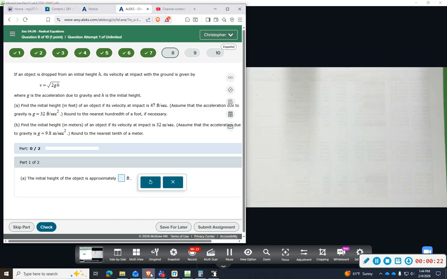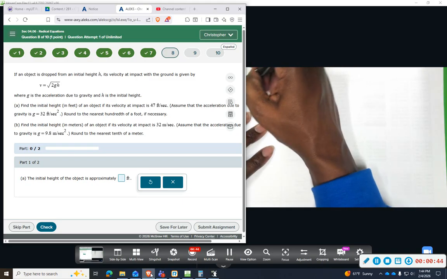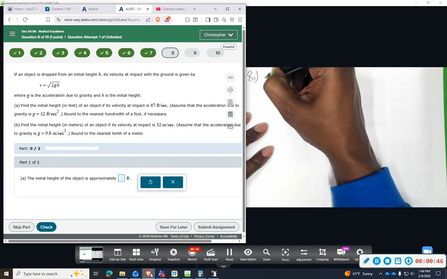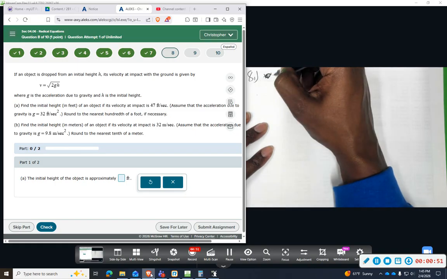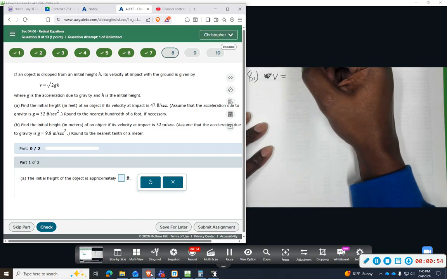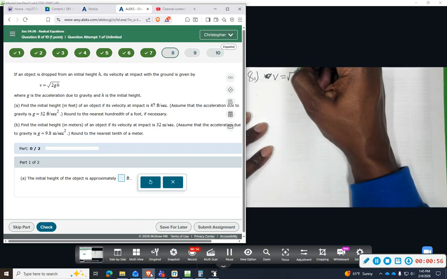Part A, we're going to find the height in feet of an object if the velocity at impact is 47 feet per second. And it says assume that the gravity is G equal 32 feet per second squared, and we're going to round to the nearest hundredth of a foot. So basically what we want to do, sorry I put a W, need a V. Basically what we want to do is solve this equation for H.